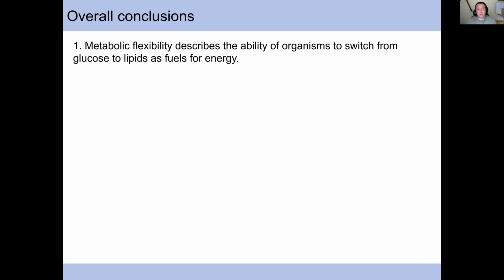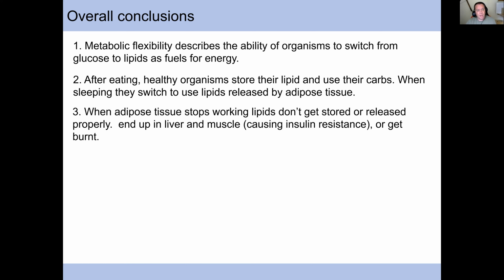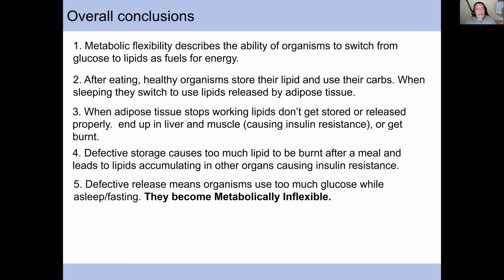Okay, so I'm going to give you some overall conclusions here. Metabolic flexibility describes the ability of organisms to switch from glucose to lipids as fuels for energy. After eating, healthy organisms store their lipid and use their carbs. When sleeping, they switch to use the lipids released by the adipose tissue. When adipose tissue stops working, lipids don't get stored or released properly. They end up in liver or muscle, causing insulin resistance, or they get burnt. So the defective storage causes too much lipid to be burnt after a meal and leads to lipids accumulating in other organs. And the defective release means the organism uses too much glucose when asleep and fasting.